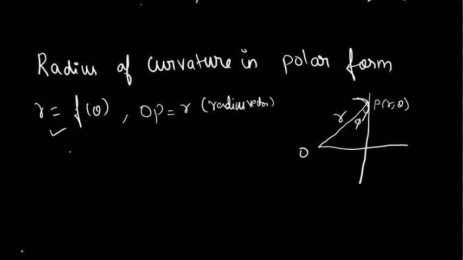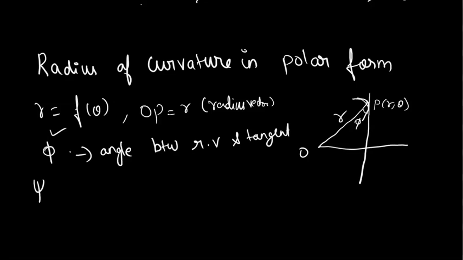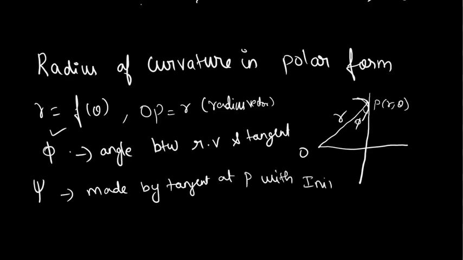So this angle, I'll mark it as phi, and let me write phi is the angle between radius vector and tangent. Let psi be the angle made by the tangent at P with the initial line. What is the initial line? This is the initial line. And here at the point P, we are drawing a tangent. This tangent hits the initial line at an angle psi. So this angle we have written as psi.